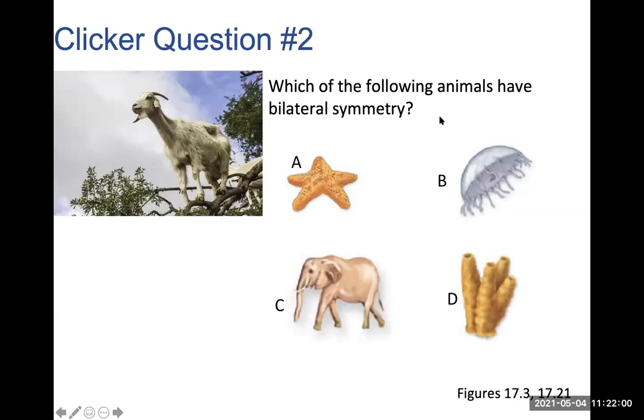Which of the following animals have bilateral symmetry? So think of head to toe. Which one can you cut from head to toe and it will give you a mirror image?